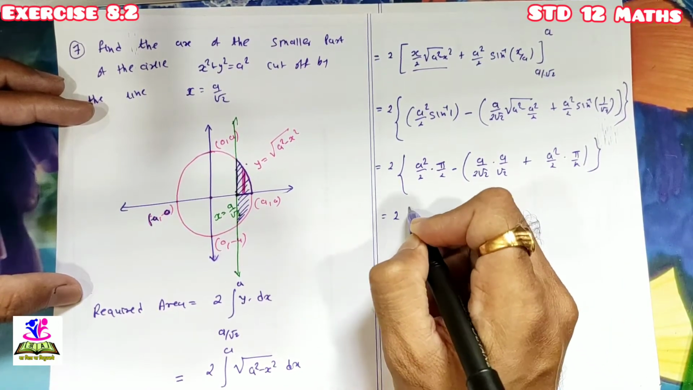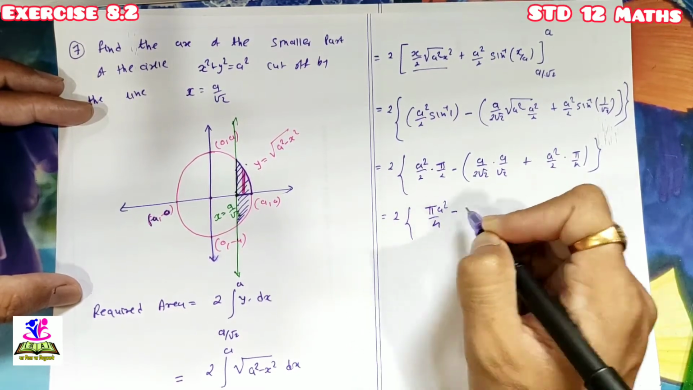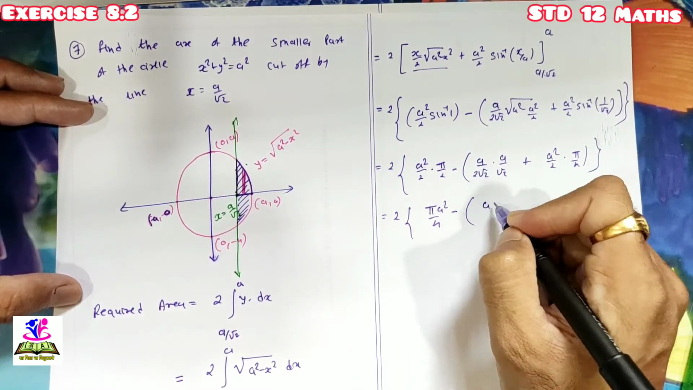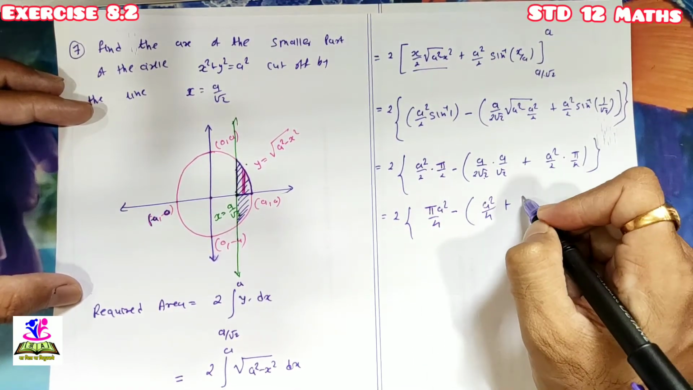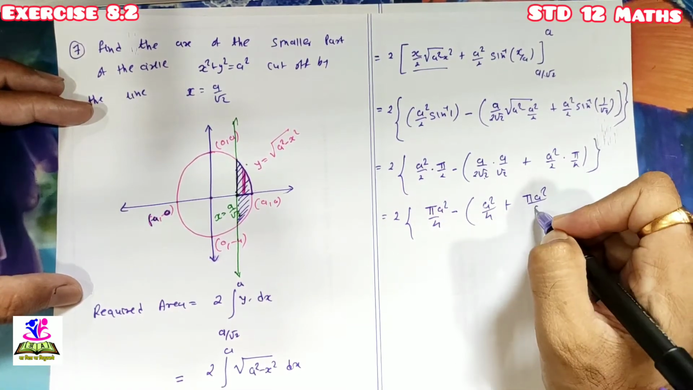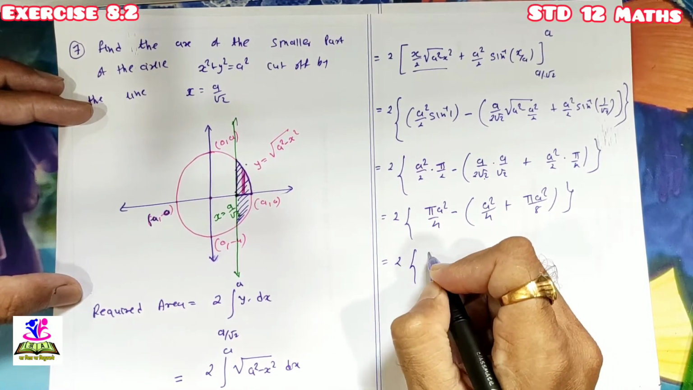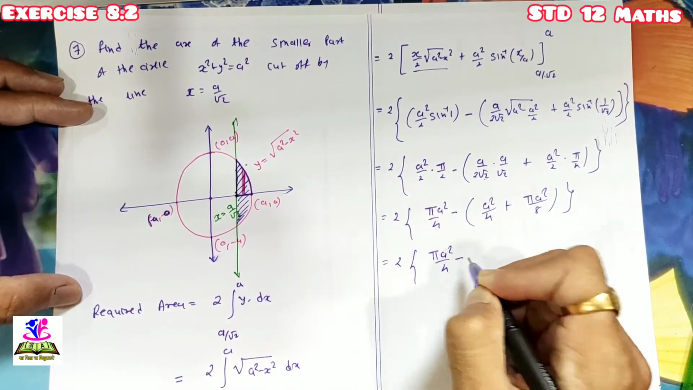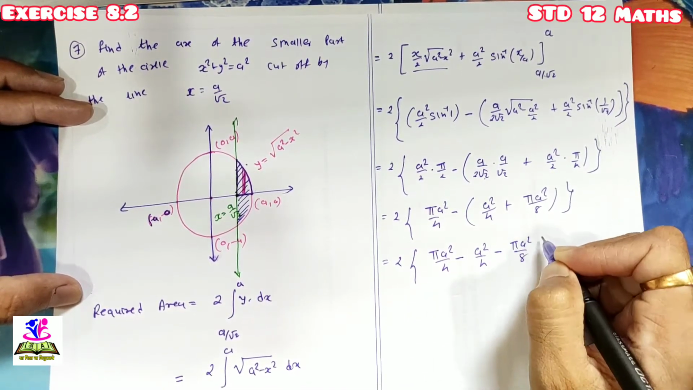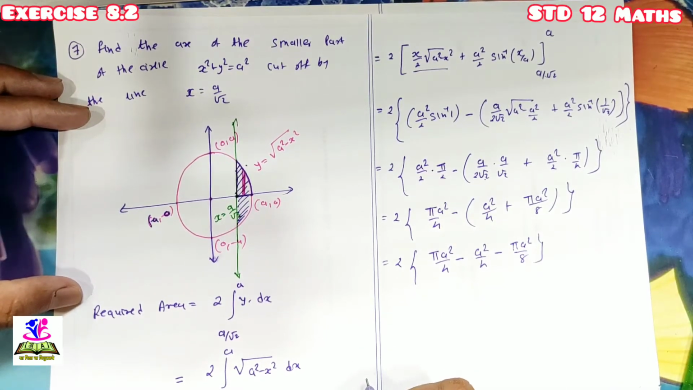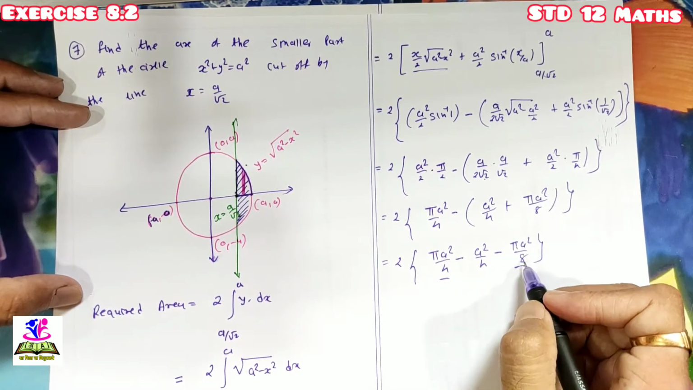So this is equal to 2 times pi a square by 4, minus a square root 2 into root 2, that is 2 into 2 is 4, plus pi a square by 8. Now open this bracket, so this will be equal to pi a square by 4 minus a square by 4 minus pi a square by 8. Done. Now we have to simplify this. Pi a square by 4 minus a square by 4 minus pi a square by 8, how much will it be?